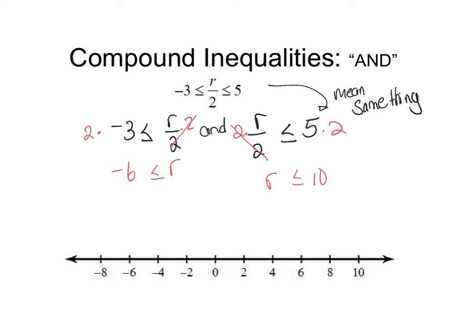And now I'm going to rewrite my answer so that it looks like this one. -6 is the smaller number. So instead of having two r's, I can condense this into one r and one inequality. Okay, so now I can graph my solution. These are closed circles because it's less than or equal to. And then because this is an and problem, this is anything in between these two numbers.